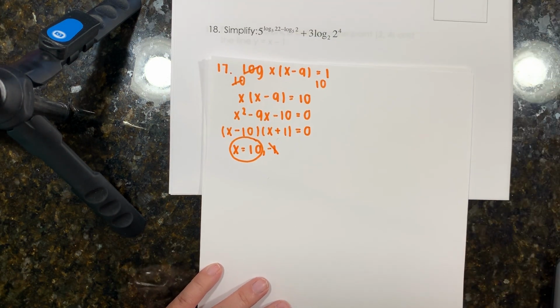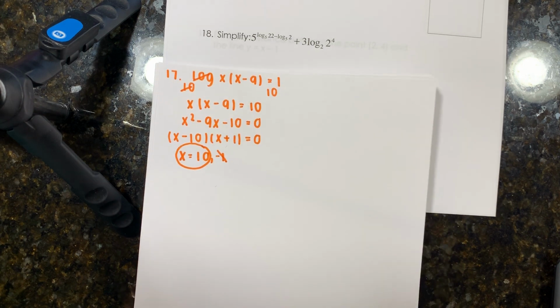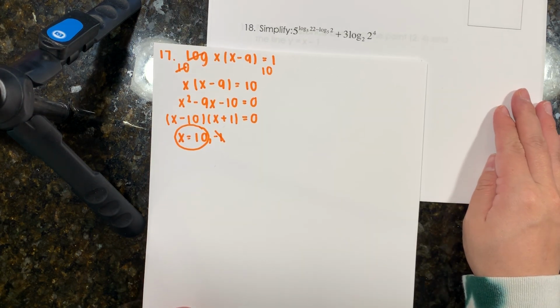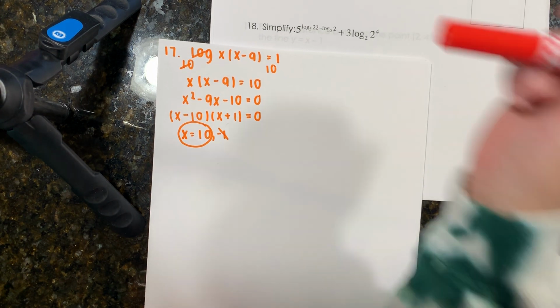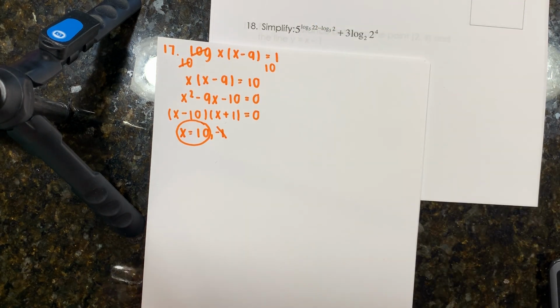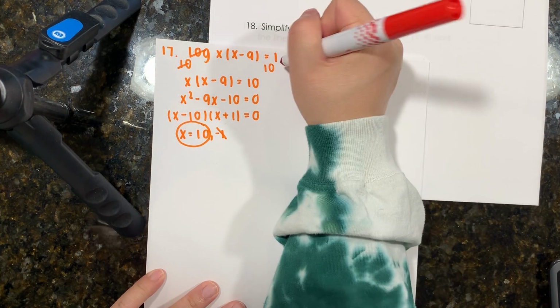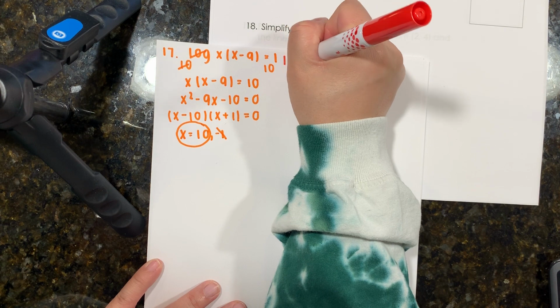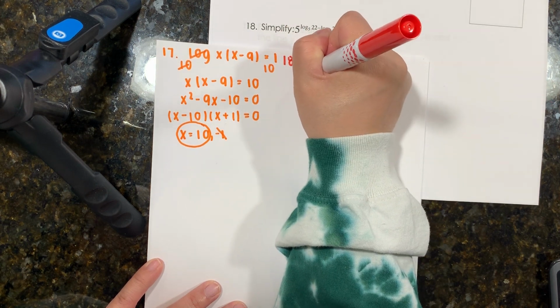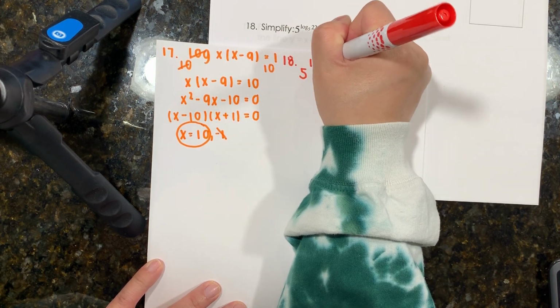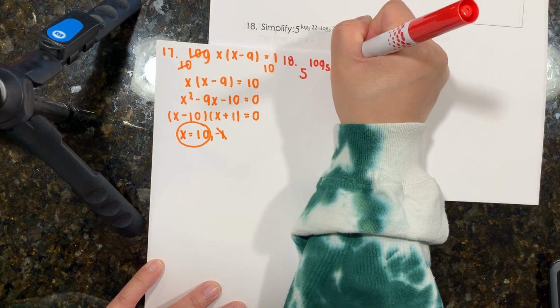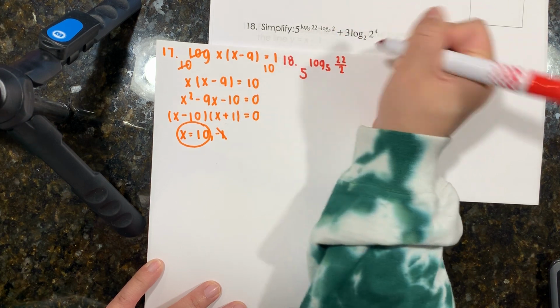Now moving on, we're going to look at number 18. So for number 18, the first thing that I recognize is that in my exponent, I have a minus sign. So I want to combine those together. And I'm going to combine by dividing. So this would be 5 to the power of log 5 of 22 over 2.